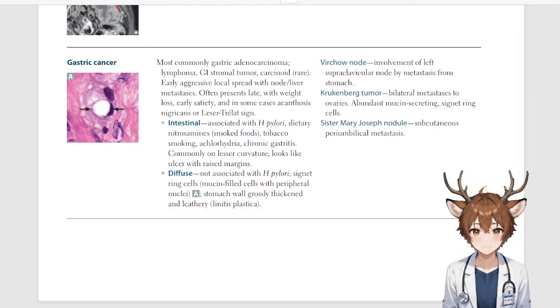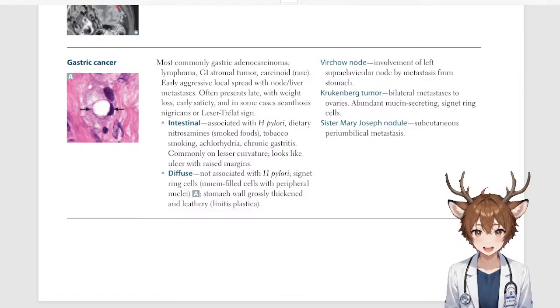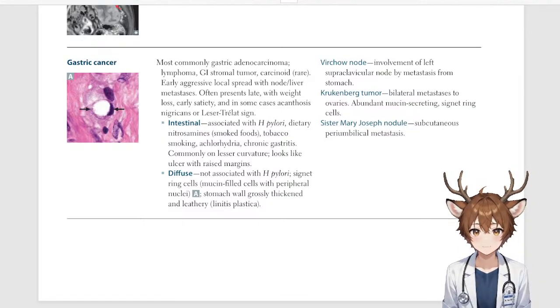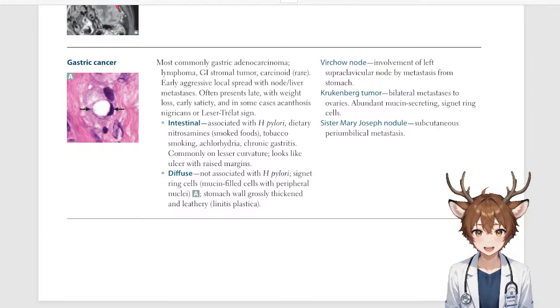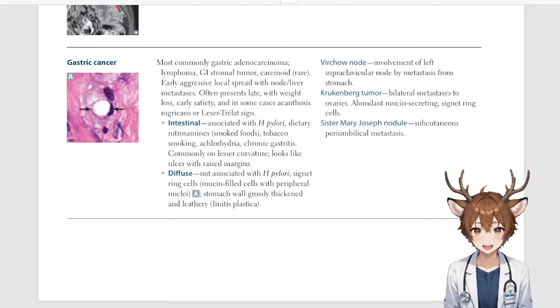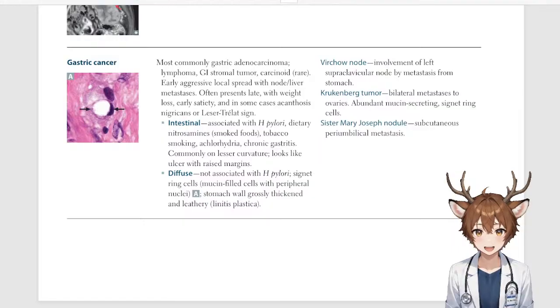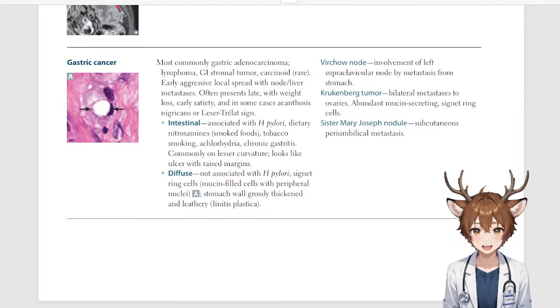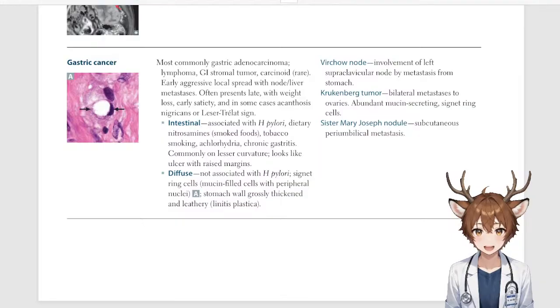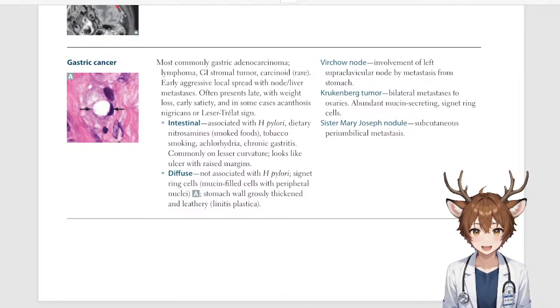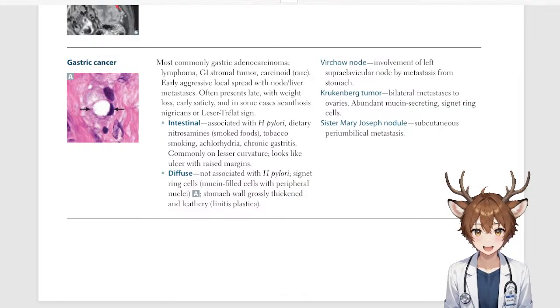Virchow node, involvement of left supraclavicular node as a metastasis from the stomach. Krukenberg tumor, metastases to the ovaries, typically bilateral, abundant mucin-secreting signet ring cells. And then Sister Mary Joseph nodule, subcutaneous periumbilical metastasis. And Blumer shelf, palpable mass on digital rectal exam suggesting a metastasis to the rectouterine pouch or pouch of Douglas.